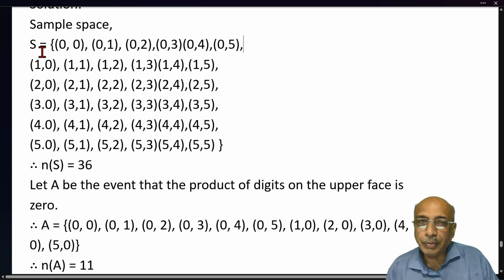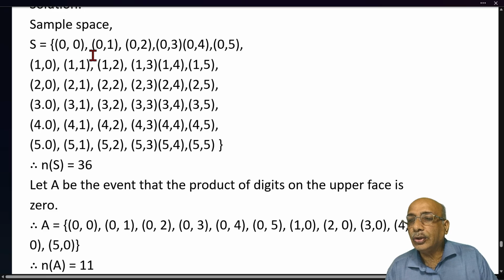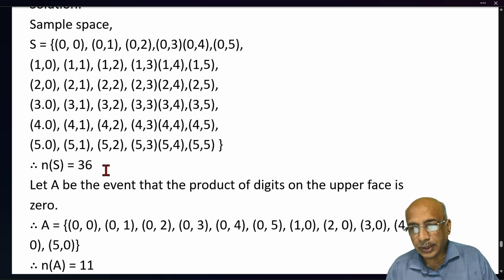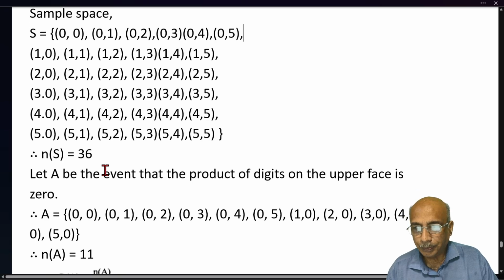This type of problem we have already seen in the exercise, yet we see. So first we will take 0,0; 0,1; 0,2; 0,3; 0,4; 0,5. Then 1,0; 1,1; 1,2; 1,3. Then related to 2: 2,1; 2,0; 2,1; 2,2; 2,3, so on up to 5,0; 5,1; 5,2; 5,3; 5,4; 5,5. Therefore, n(S) equals 36. When two dice are rolled, then we get 36 outcomes in the sample space.